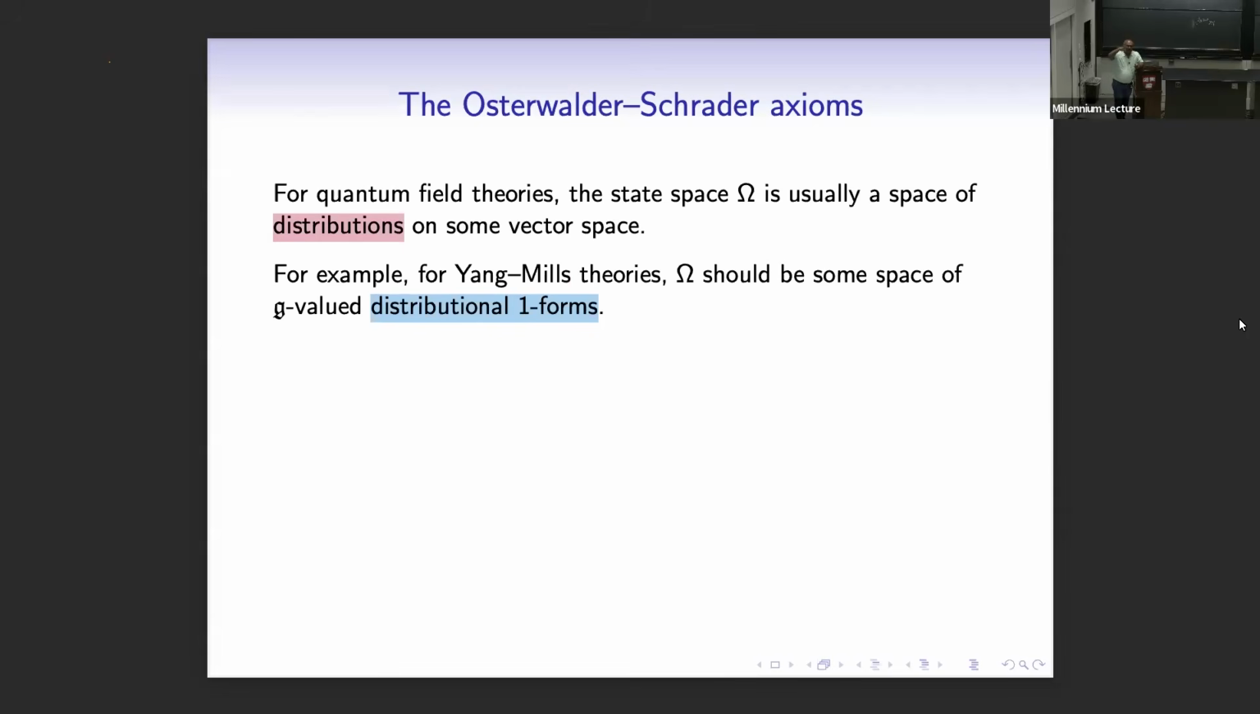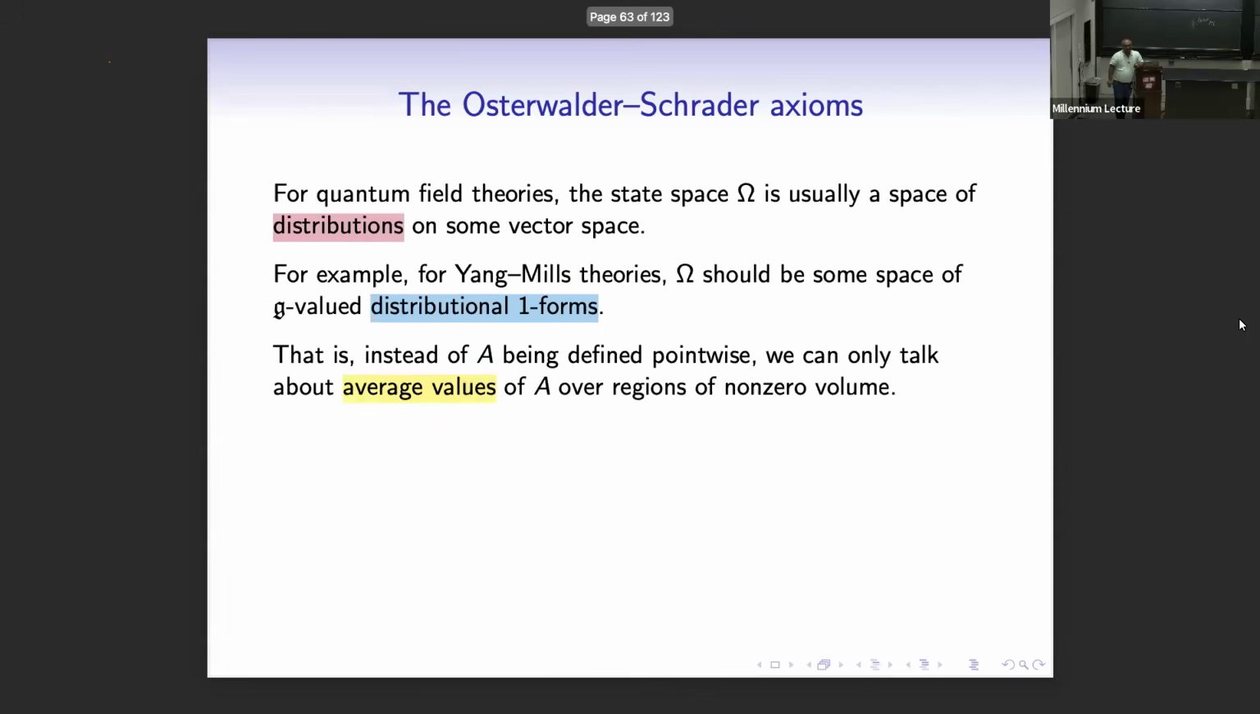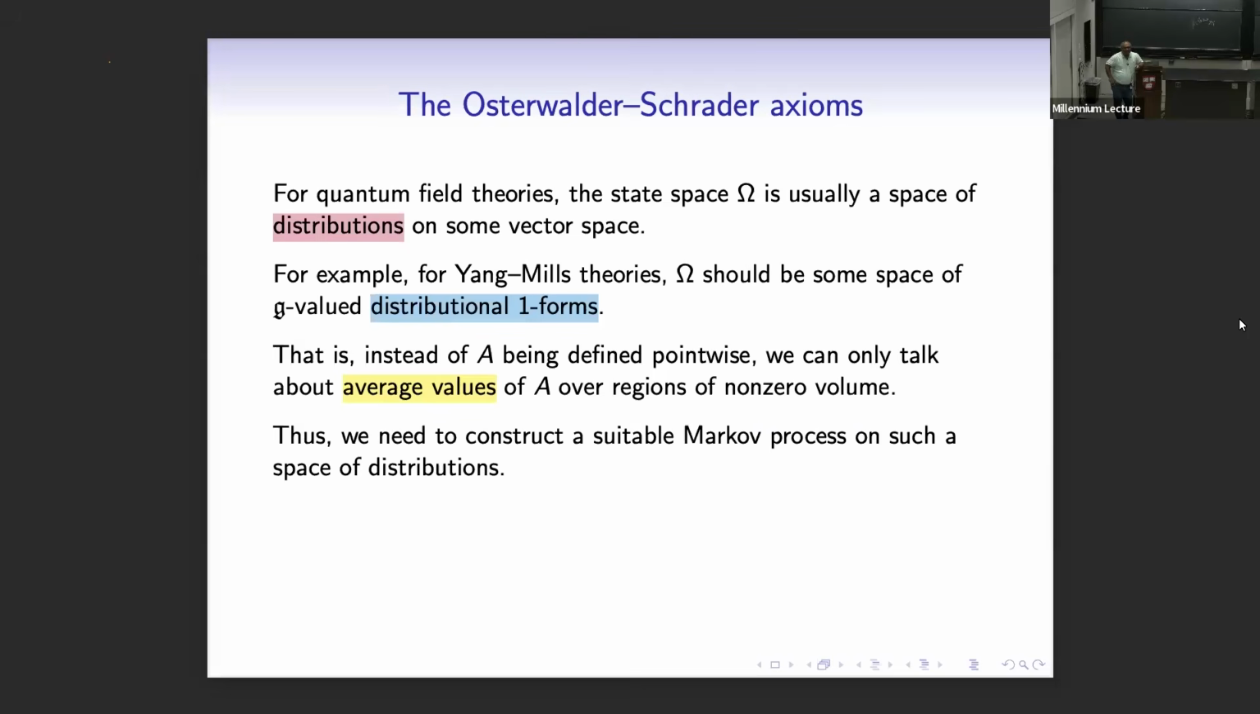And not even non-smooth but functional one-forms. They will be distributional. So instead of A being defined pointwise, we can only talk about average values of A over regions of non-zero volume. So thus, we need to construct a suitable Markov process on such a space of distributions.